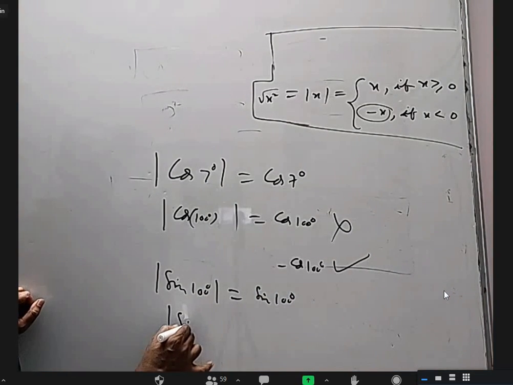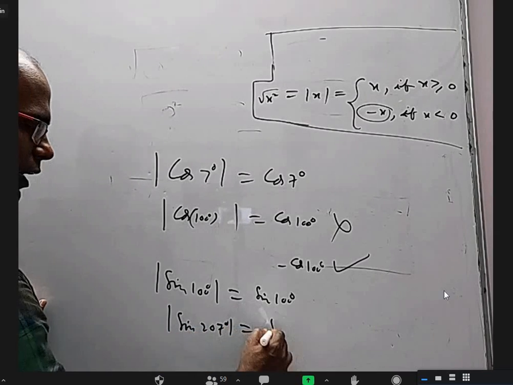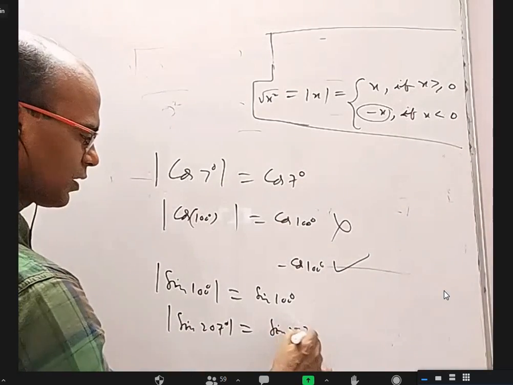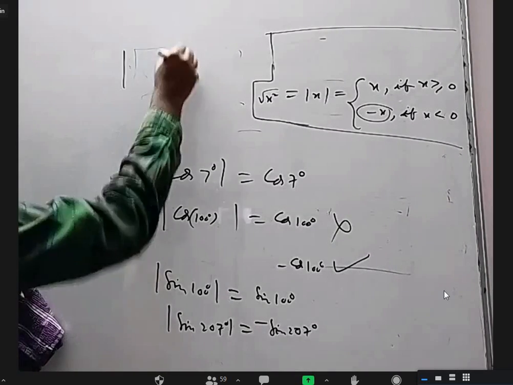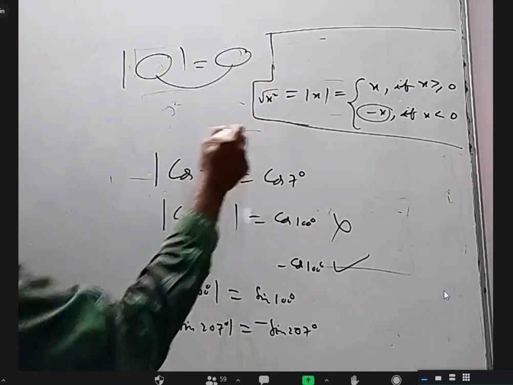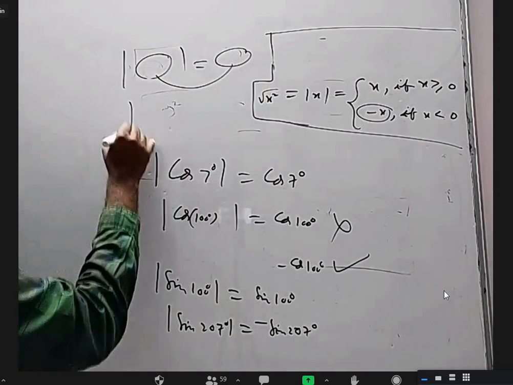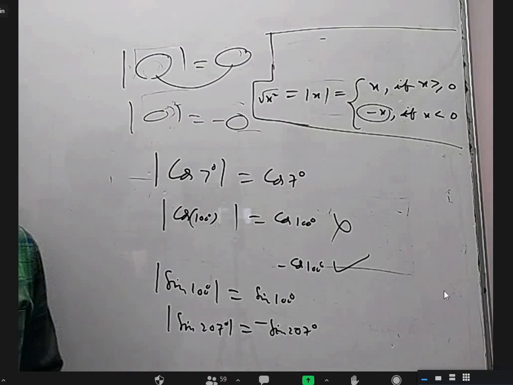But if I take, let us say, sine 207 degrees, should I write the answer as plus sine 207 or minus sine 207? Minus sign, sir. So whenever mod is there, you can write the same quantity as it is if it is positive. If it is negative, you have to write minus of that quantity. All right.